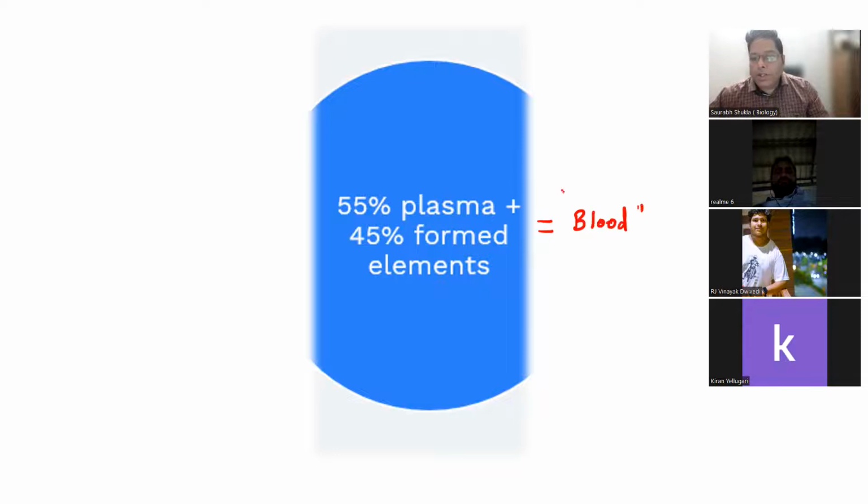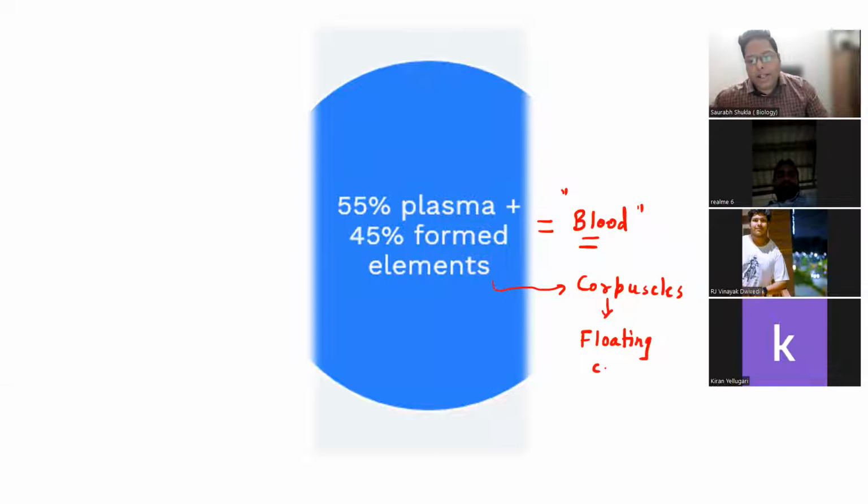55% plasma plus 45% formed elements equals blood. If you want to write, you can. This is the main composition of blood, which can be diagnosed in different ways through a blood test report. So 55% plasma plus 45% formed elements makes your blood. The 45% formed elements have corpuscles, and corpuscles mean floating cells.